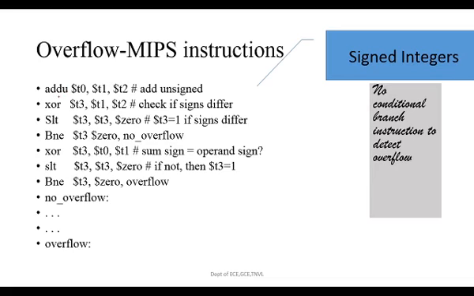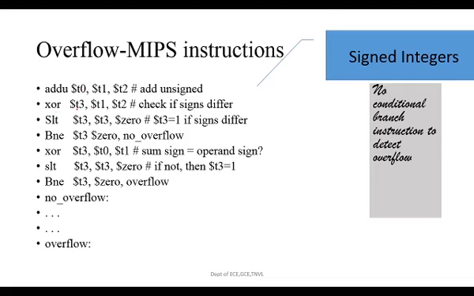First is add unsigned. We are adding two unsigned numbers and we are keeping the two operands in $T1 register and $T2 register. Operand A is in T1 and operand B is in T2. Now we are adding and the sum is in $T0. It doesn't affect anything else. The machine just does the addition and places the result in register $T0. Now the next step is XOR.